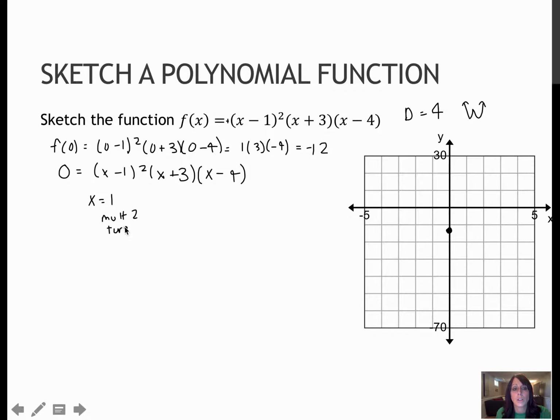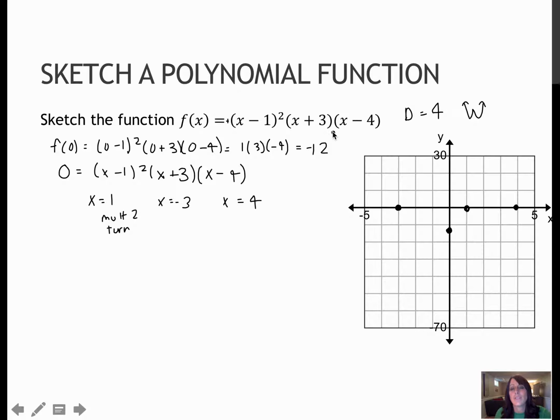x plus 3 equals 0 gives me x equals negative 3. It's going to go through at negative 3. And then of course x minus 4 equals 0 gives me x is 4, and it's going to go through at x is 4. So what I know so far is it's going to look something like this. It's going to come up to 1, it's going to turn and come back down, and then it's going to come back up again. So that's what I know so far. It's not going to be even or odd in this case at all.